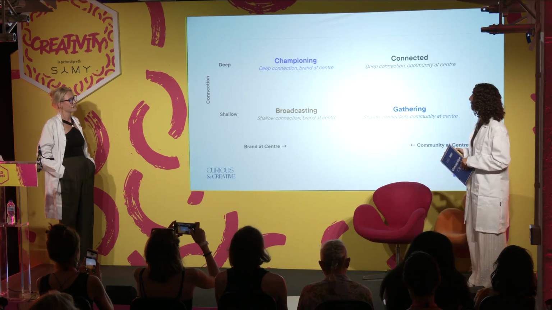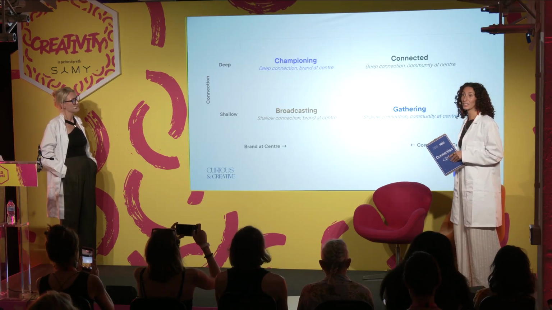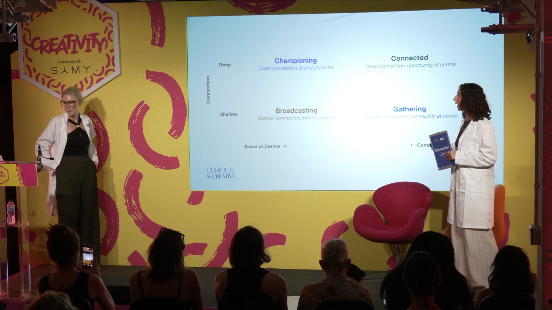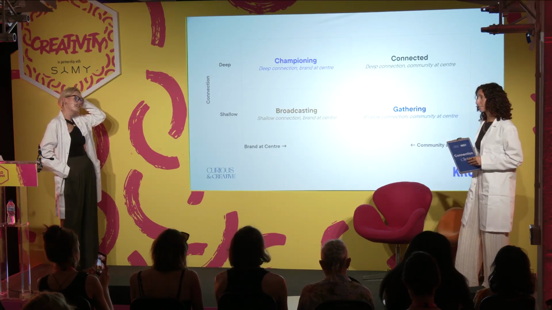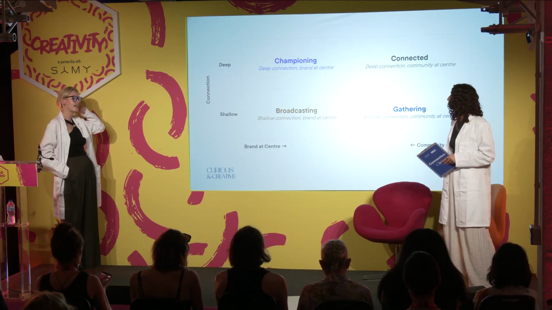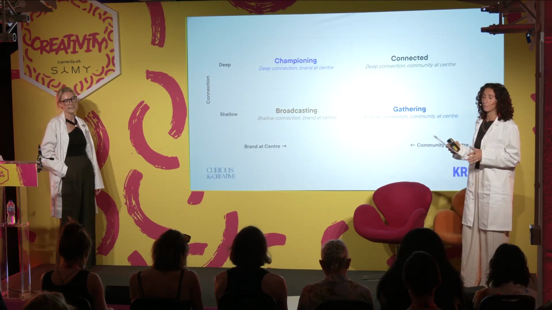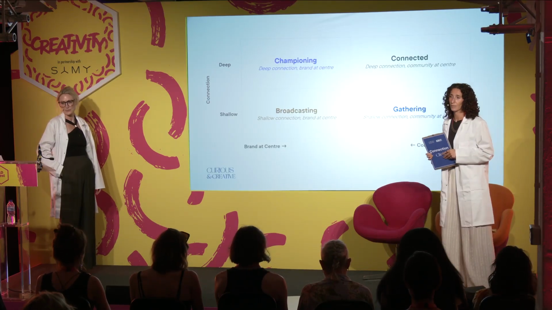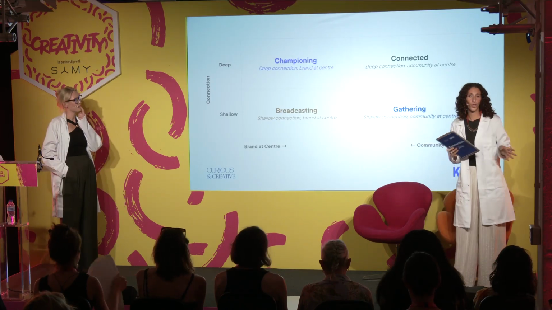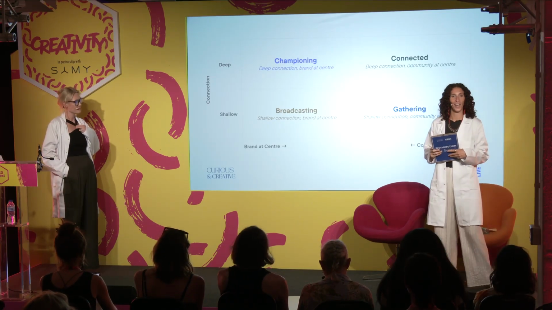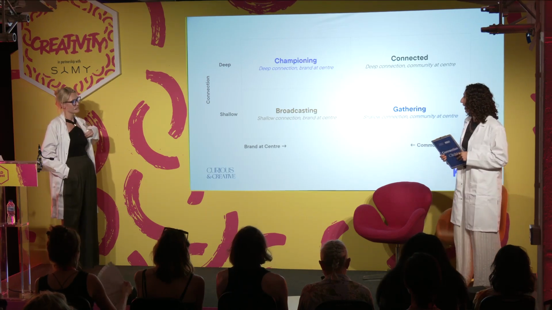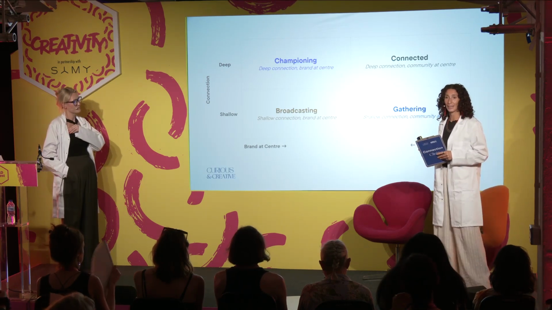Now, the map has 2 axes. Vertically, we have the depth of connection, deep to shallow. And horizontally, we have brand centrality. So is the brand at the center, or is the community at the center? First, in the bottom left, is broadcasting. By a show of hands, who ended up in this position? Okay, a couple. So if your brand is here, it's shallow connection with the brand at the center.